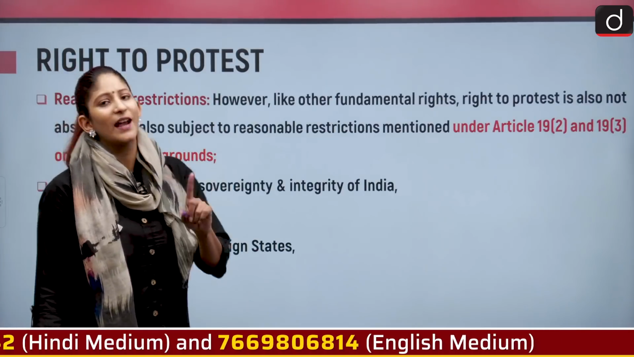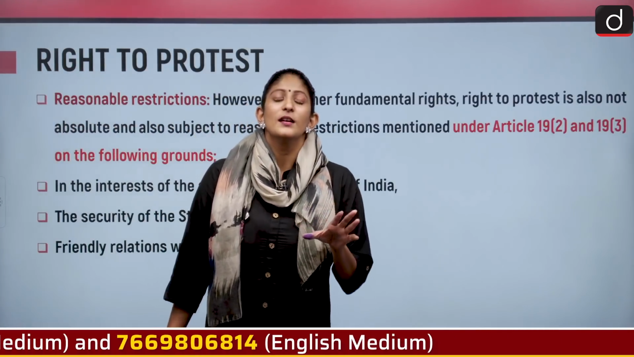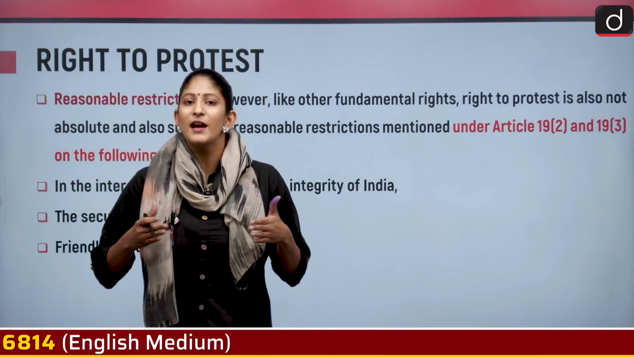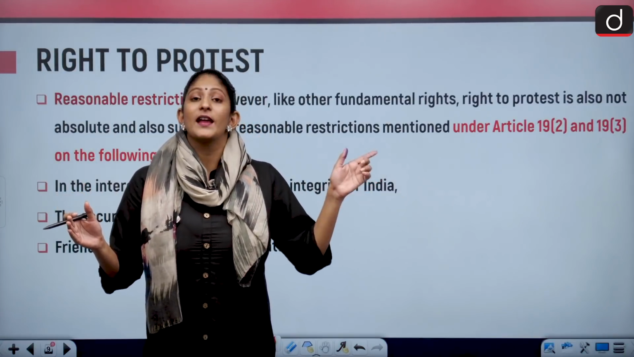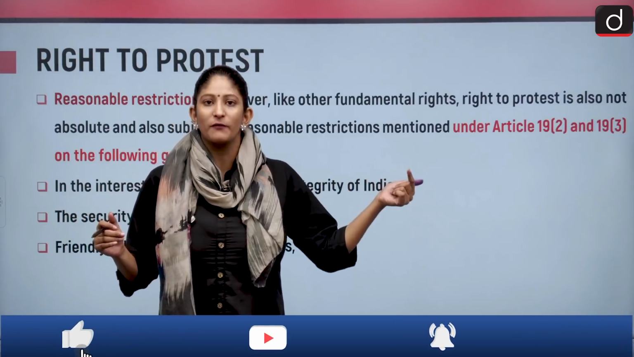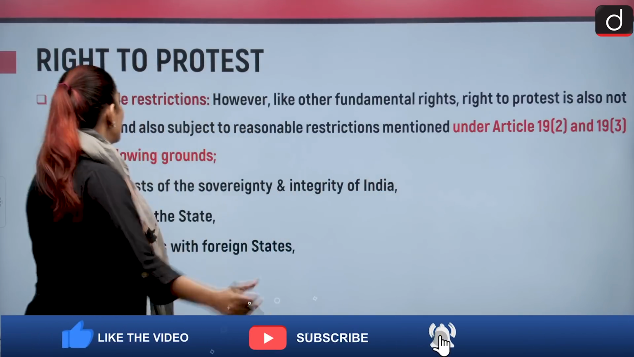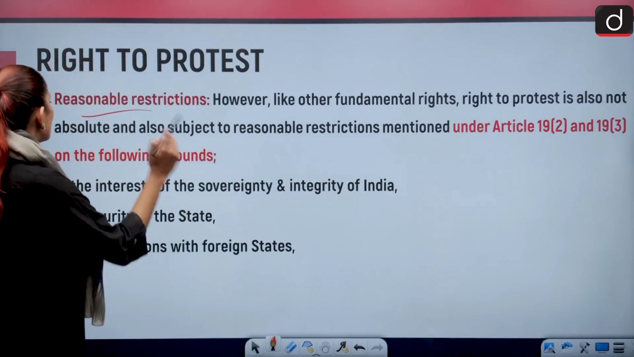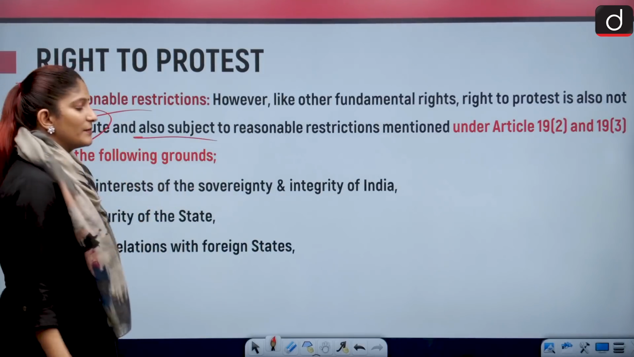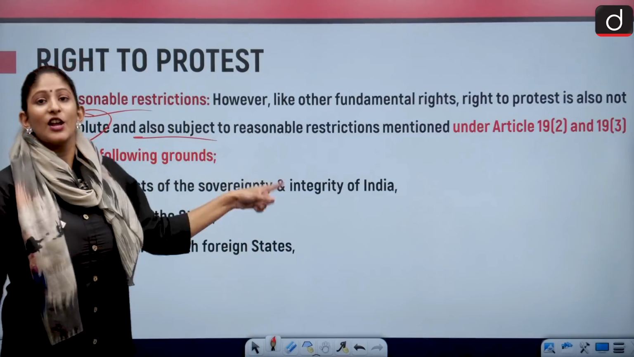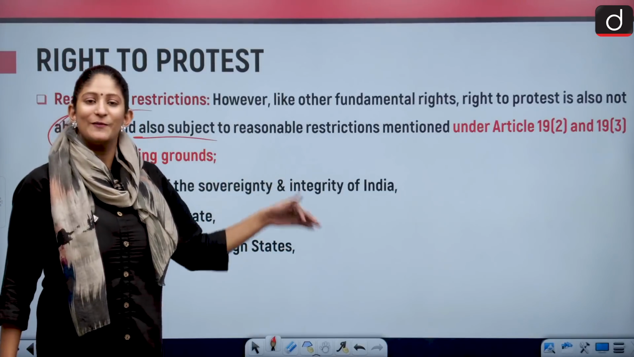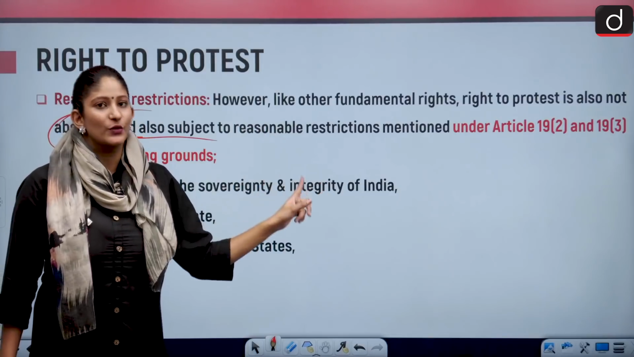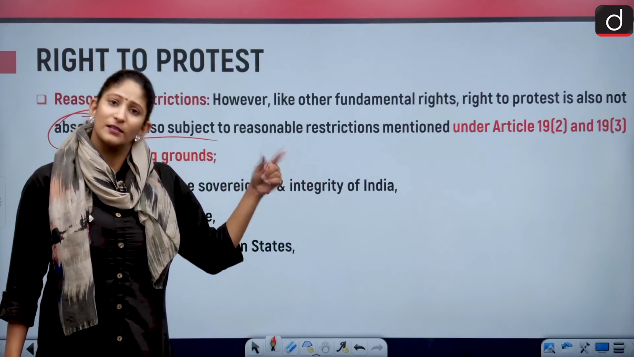As you know, fundamental rights are also such rights that cannot be absolute. The freedom I have to spread my arms stops there, where my hands are actually irritating the nose of any person. So keep that in mind. And reasonable restrictions, however, like other fundamental rights, right to protest is also not absolute and also subject to reasonable restriction. What are these? Again, remember, because it could be asked in prelims, that these are the reasons that are mentioned in the Constitution as reasonable restrictions against this particular article.